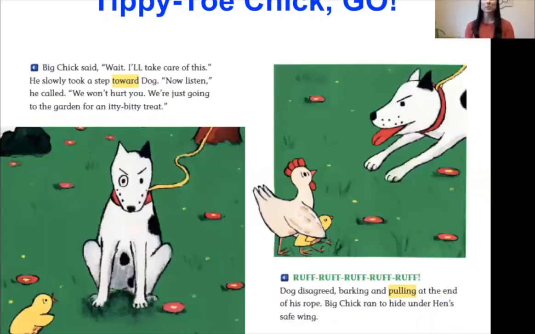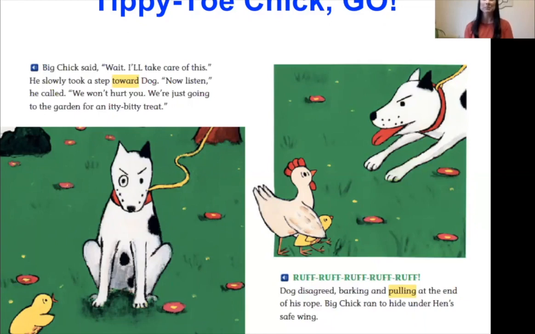Let's turn the page. For our next purpose for reading, we're going to read to find out who tries to solve the problem and how. Remember, the hen and chick's problem is that the dog is blocking their way to the garden and they cannot safely get by him.